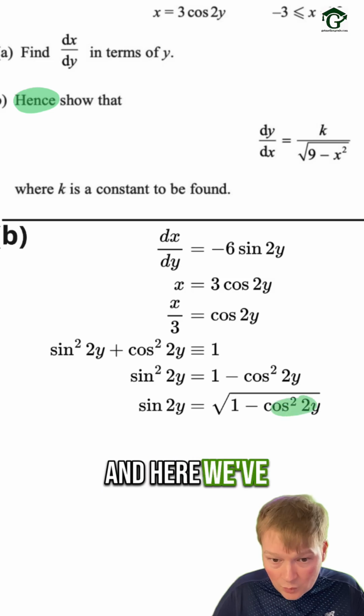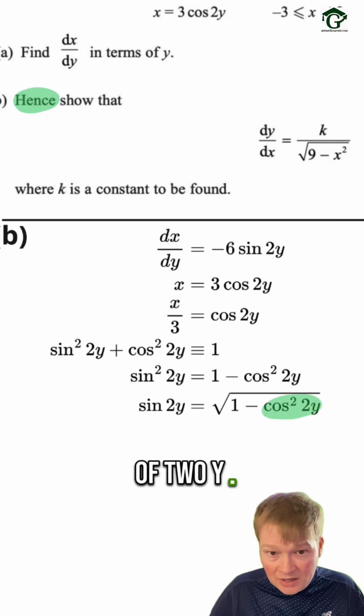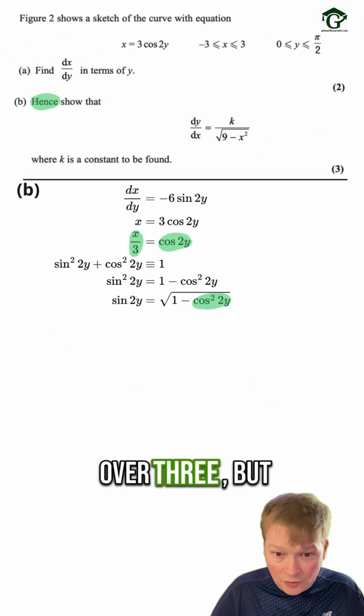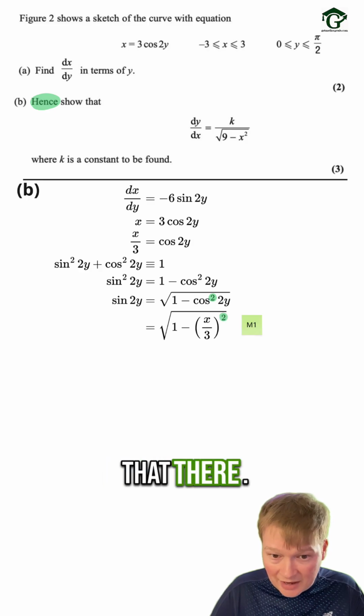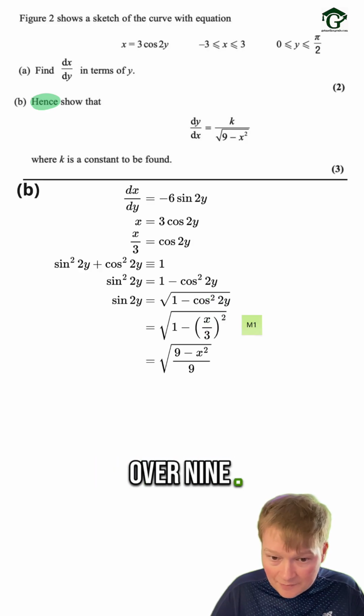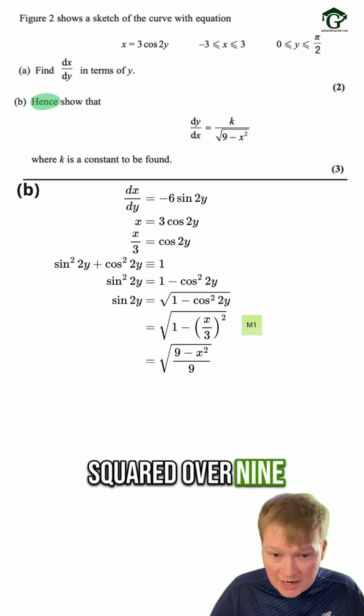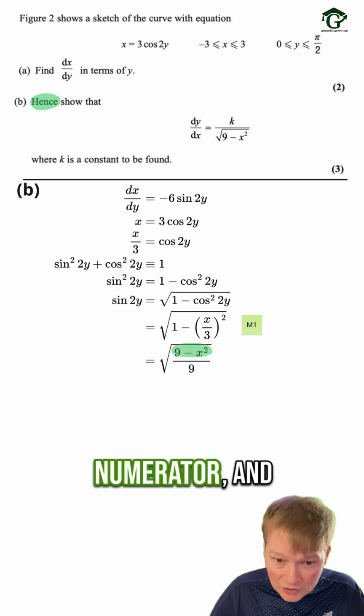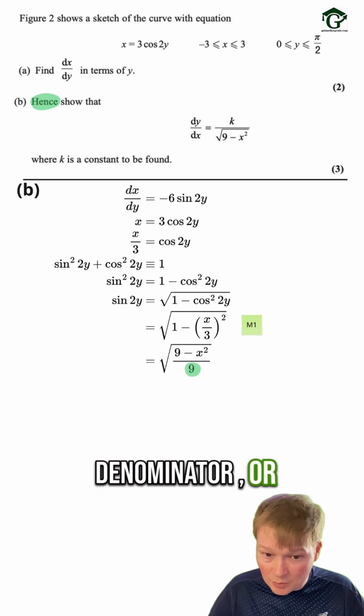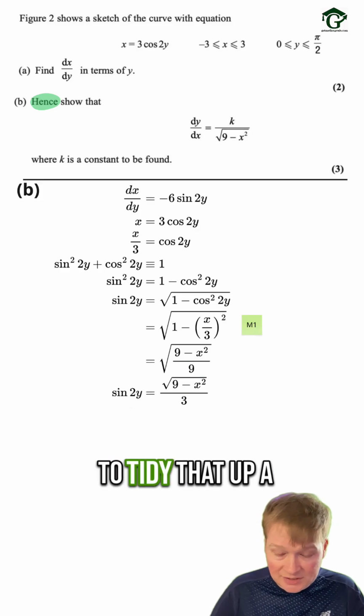And here, we've got cos squared of 2y. So that's cos of 2y, that's x over 3, but don't forget we need to square that there. This is x squared over 9. If we make a common denominator with the 1 here, we'll end up with 9 minus x squared over 9 in the square root. Then we can square root the numerator, and square root the denominator, or the square root of 9, is 3. Just to tidy that up a little.